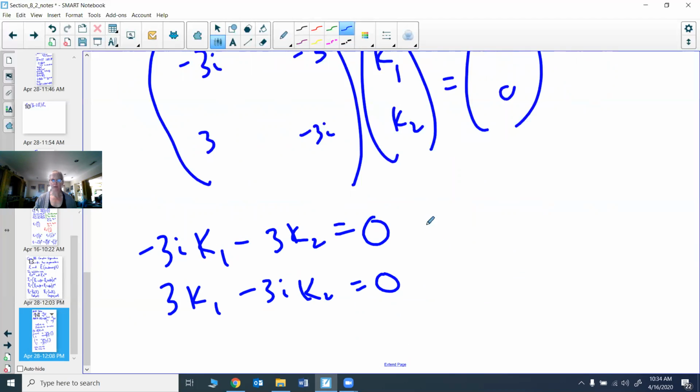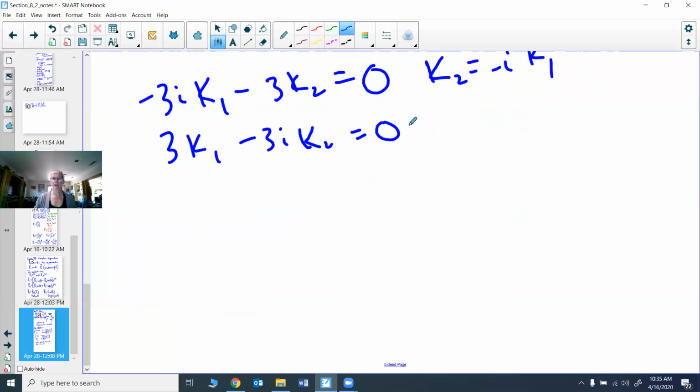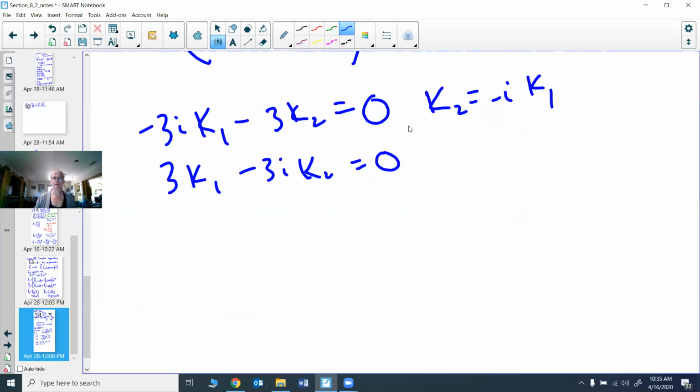So we end up solving this when K2 is equal to minus i times K1. This other one says the exact same thing: K2 is equal to minus i times K1. So we can again pick just like we've done before. There's really nothing new here, it's just that we have complex numbers. Let's pick something for K1, because we have K2 in terms of K1.